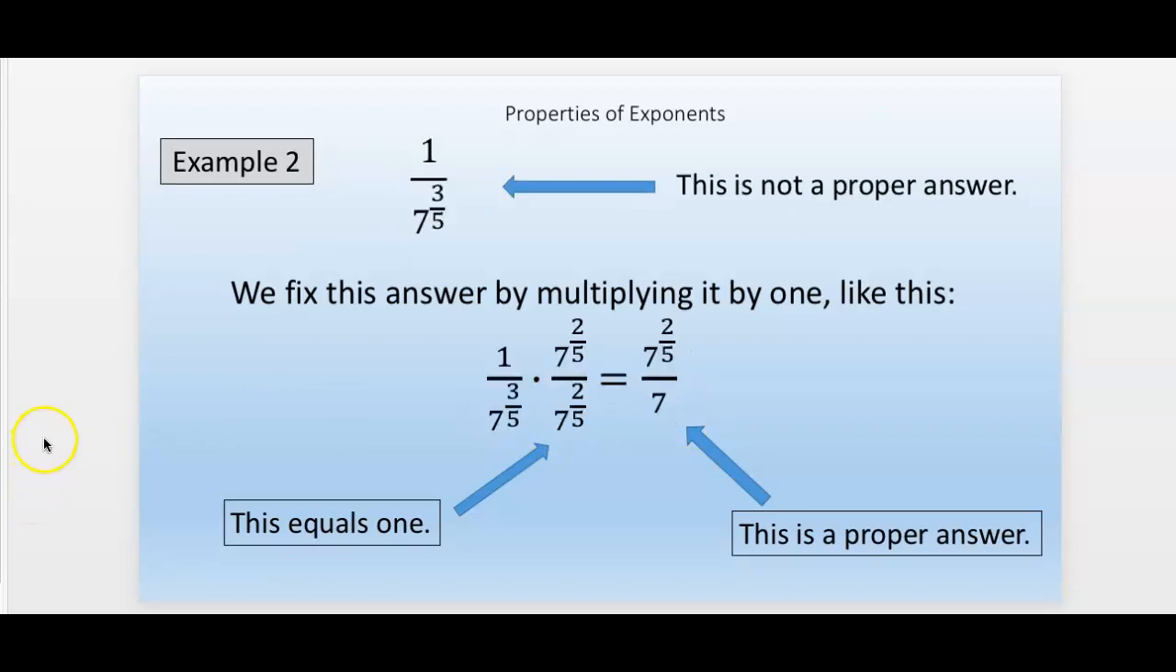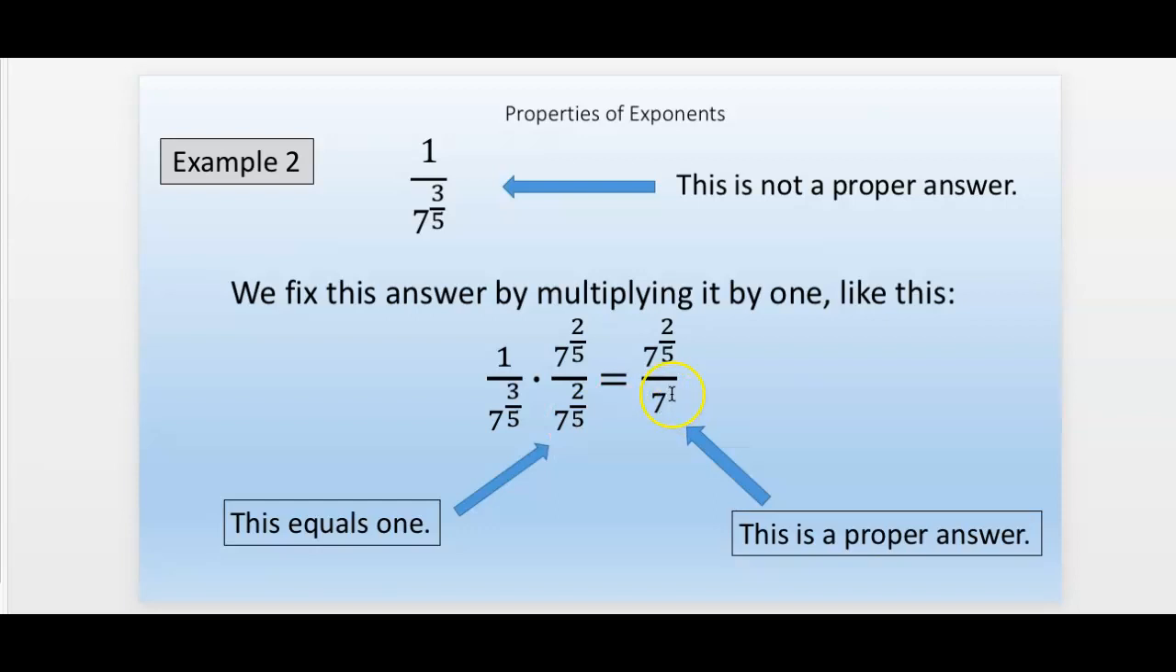All right, this is a little more difficult example. Guys, it is not proper to have 7 to the 3/5 in your denominator. How do we fix that? We want to get 7 in our denominator, just the number 7. So again, we multiply times 1. But it's a clever use of the number 1. If I multiply this times 7 to the 2/5, I'm going to add these exponents up. 3/5 plus 2/5, I'm going to get 5/5. And that's what I want.